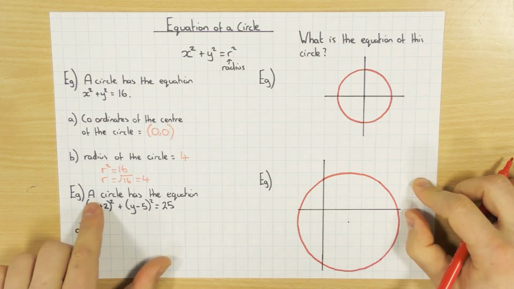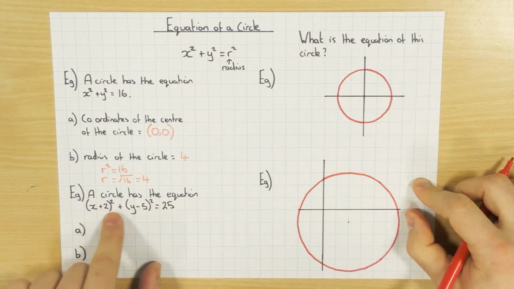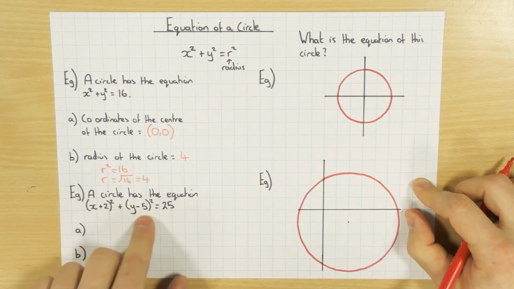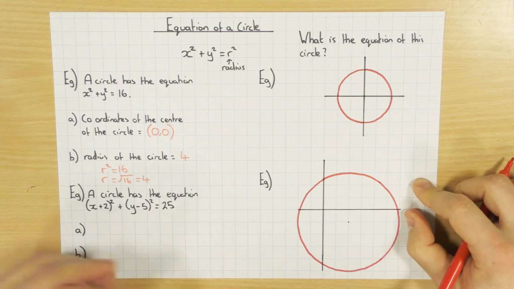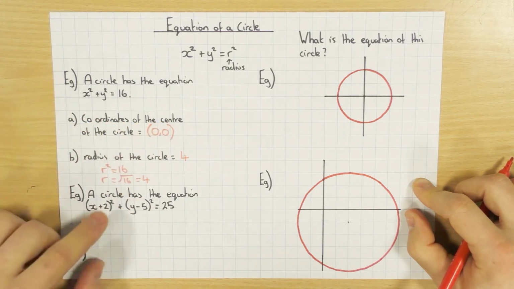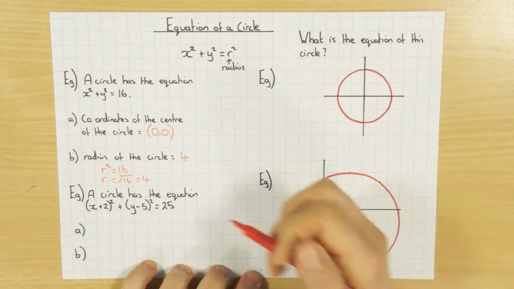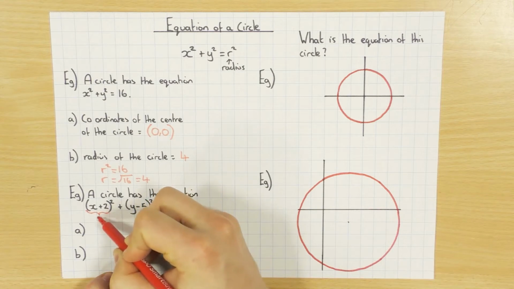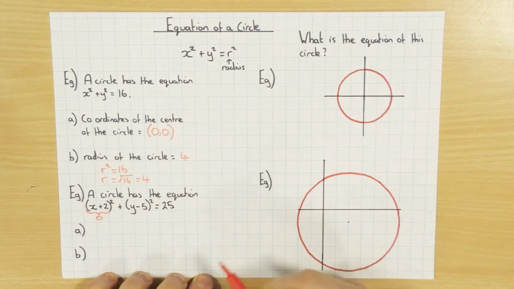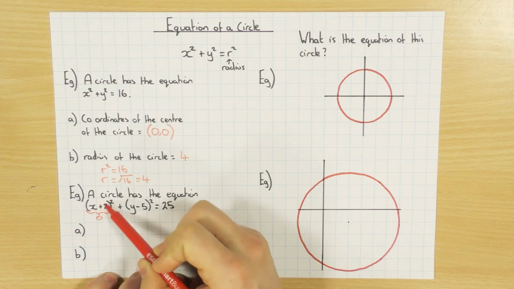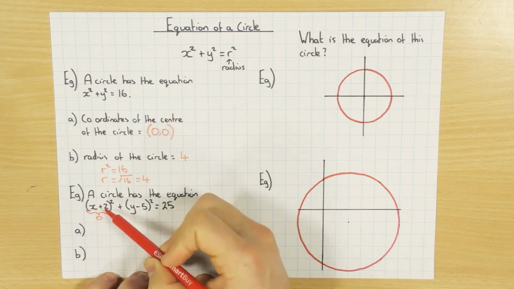Slightly trickier one here. If a circle has the equation (x + 2) squared plus (y - 5) squared equals 25, same questions. What are the coordinates of the centre of this circle? So to do this, you have to think, what value of x makes that bracket 0? Well, the only answer it could be is x must be -2, because -2 plus 2 makes that bracket 0. It gets it back to the original, if you like.